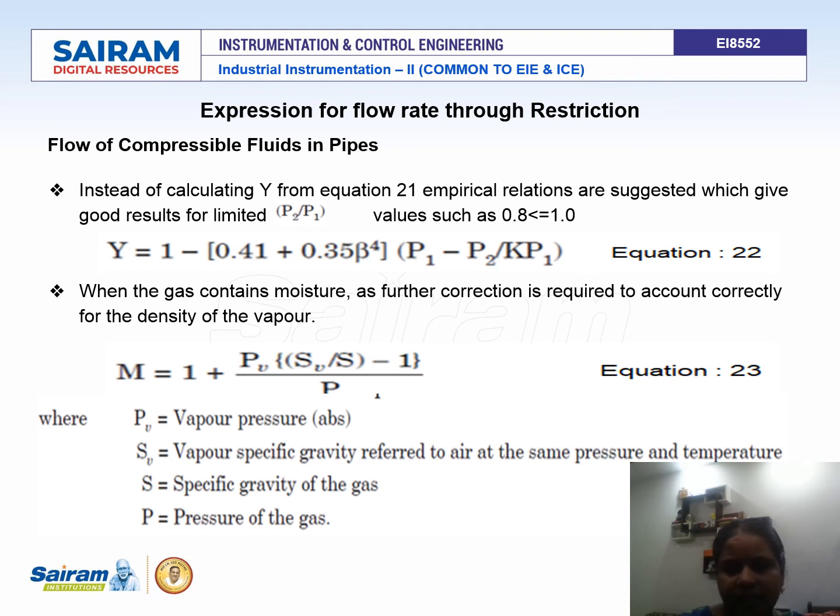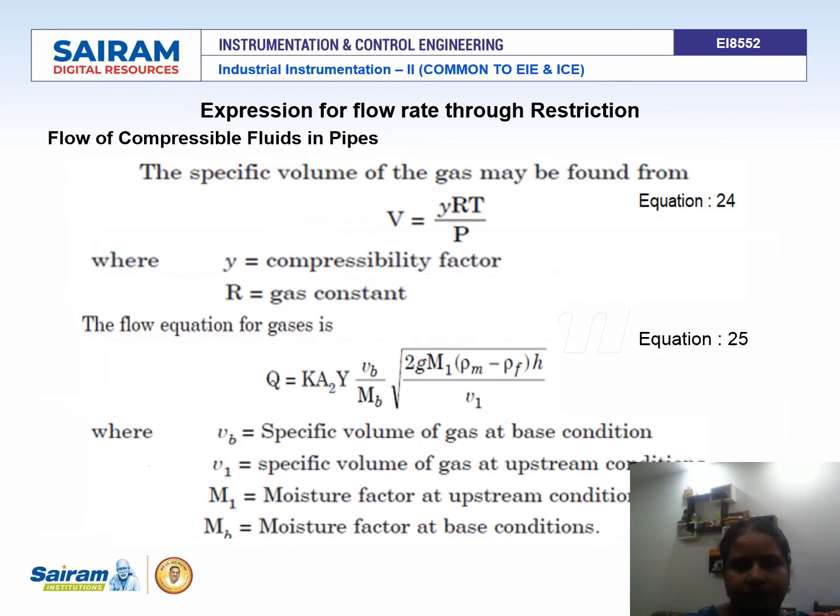When the gas contains moisture, a further correction factor is required to account correctly for the density of the vapor. So M equals 1 plus PV into SV divided by S, minus 1, divided by P, which is equation 23, where PV is the vapor pressure and SV is the vapor specific gravity, referred to air at the same pressure and temperature. S is the specific gravity of the gas, and P is the pressure of the gas. Then we find the specific volume of the gas, which is given by V equal to RT divided by P, where R is a gas constant.